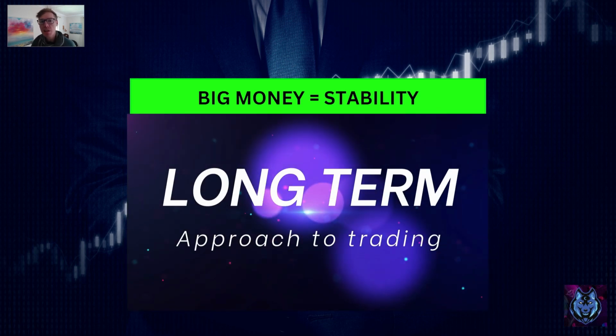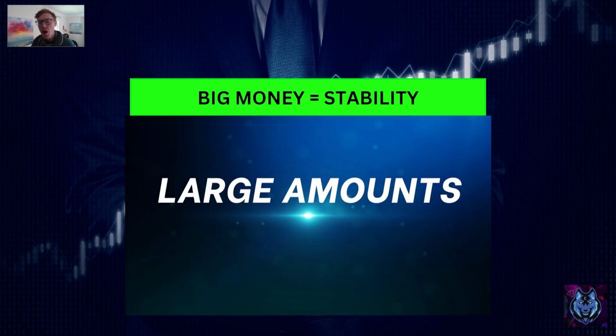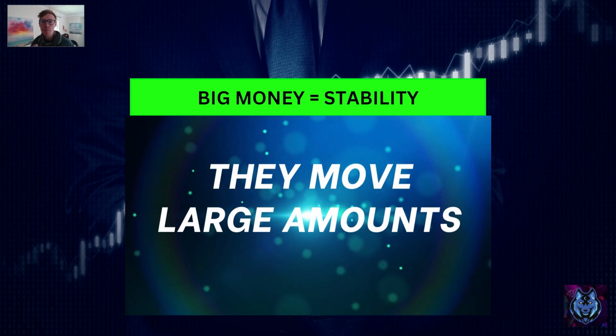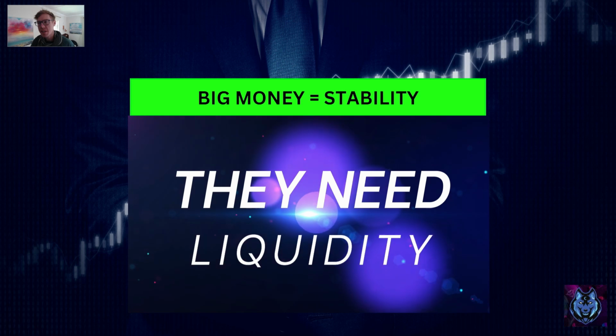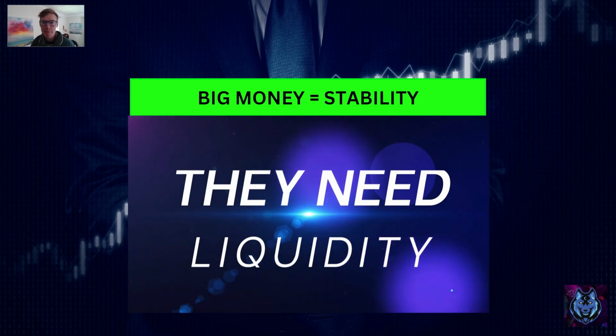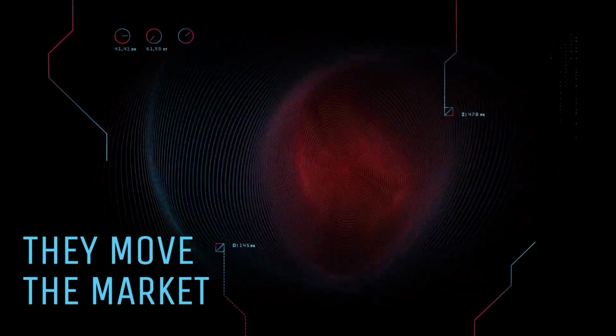The big money have a longer term approach to trading, from months to days. They move large amounts of money in and out of the market consistently. They must also consider available liquidity before executing a trading plan. It's not as easy for them as it is for the smaller money traders. They can influence the market with their large position sizes.